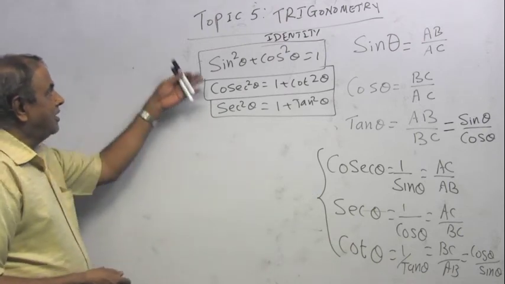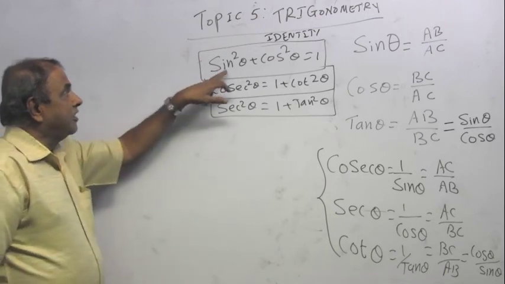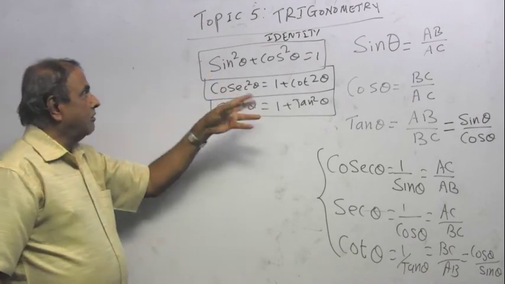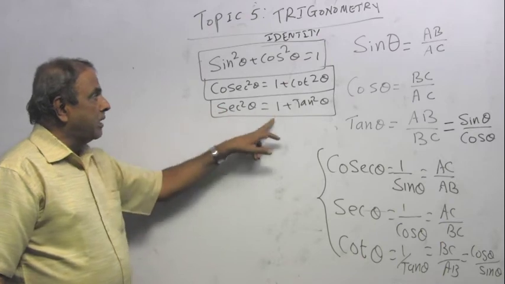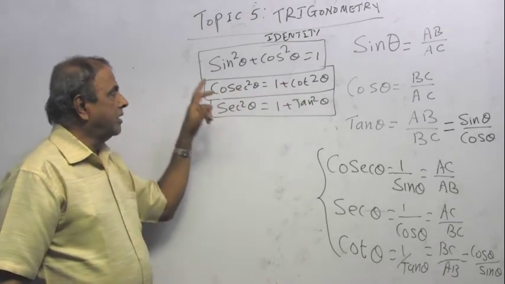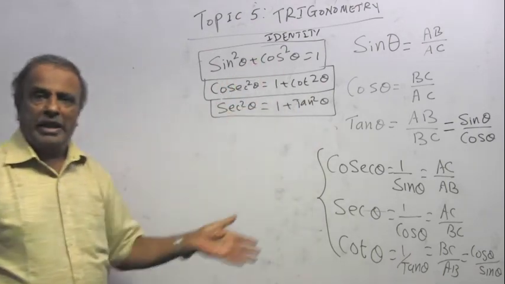But we don't use it always in this form. We might write sine squared is 1 minus cos squared, cos squared is 1 minus sine squared. We might write cosec squared minus 1 is cot squared, sec squared minus 1 is tan squared, or we might write cosec squared minus cot squared equals 1, sec squared minus tan squared equal to 1. In different forms, the same thing.